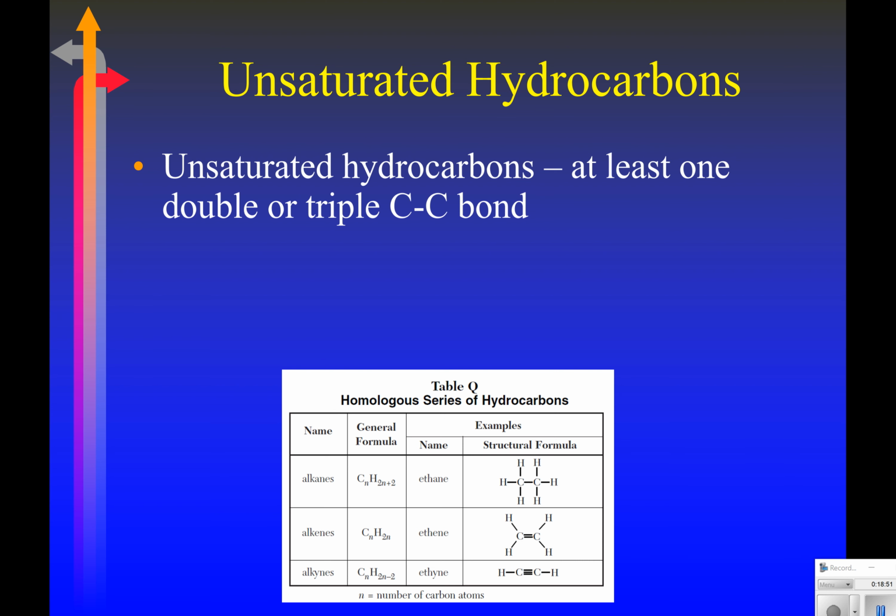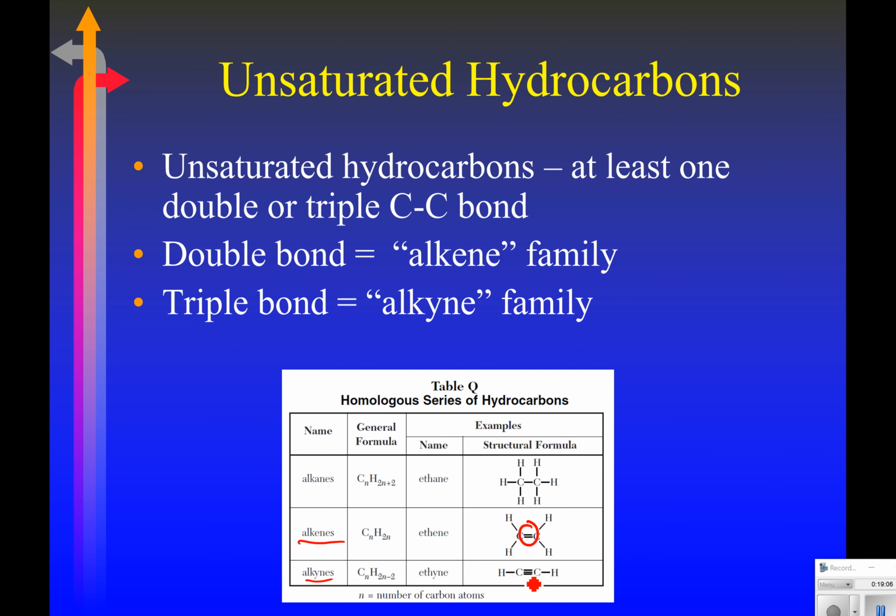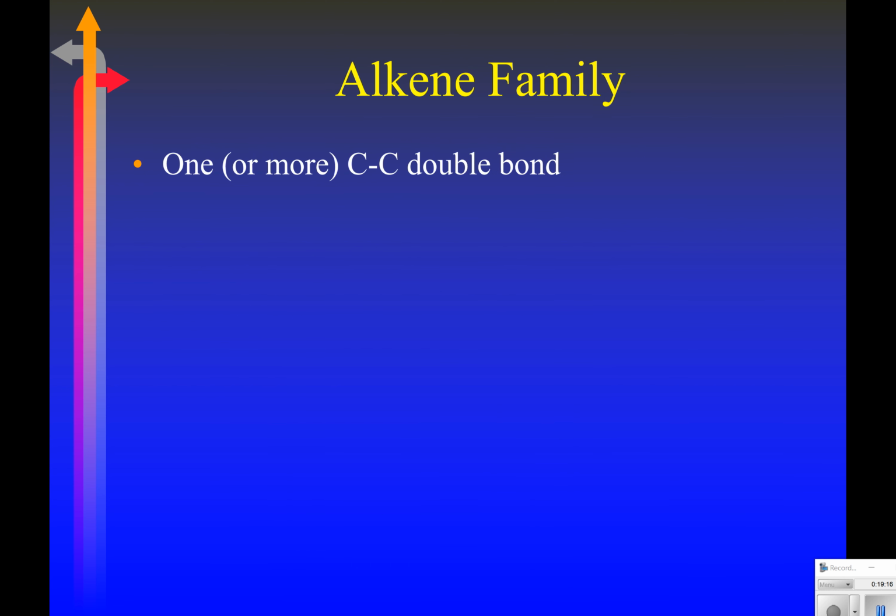Now, an unsaturated hydrocarbon is going to have at least one double or triple carbon-carbon bond, and that's going to be our alkenes and our alkynes. So if it contains a double bond, it's going to be part of the alkene family, and if it contains a triple bond, it'll be part of the alkyne family. We want to check Table Q for any information on either of those two types of hydrocarbons.